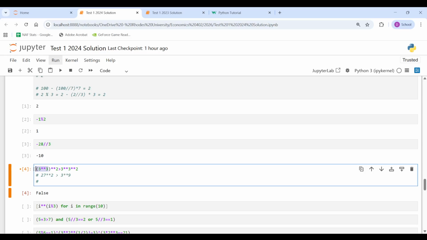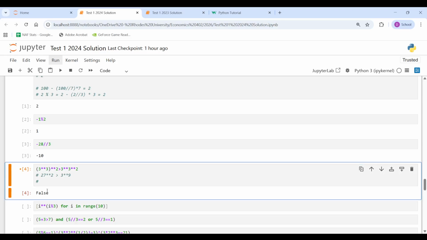I'm asking about the second. So it's 3 to the power of 3. Yeah, so in Python, it's going to take your exponents from right to left, right? So it's going to do that first. So it's going to square 3 first, which is 9. Then it's going to put 3 to the power of 9, which is a big number. Right, so we know that this number is smaller than that number. So therefore it's false.